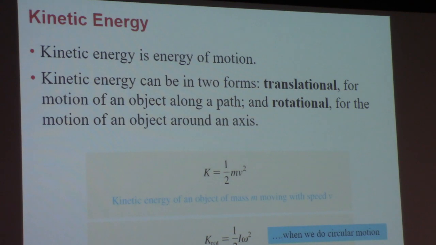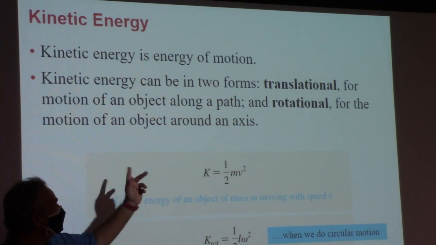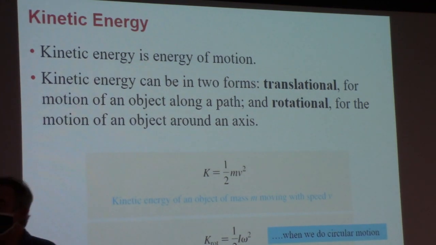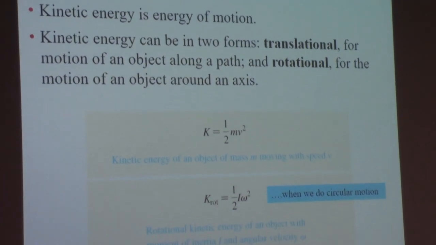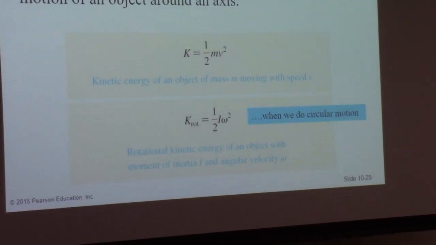There are two different kinds of kinetic energy. Translational, that's the kind we've been talking about, just moving left, right, up and down. Now, if something is rotating on its own axis, that's rotational kinetic energy. When we do circular motion, we'll come back to that. So we don't see it here quite yet. We have to do chapters 6, 7, 8, and then we'll talk about that.